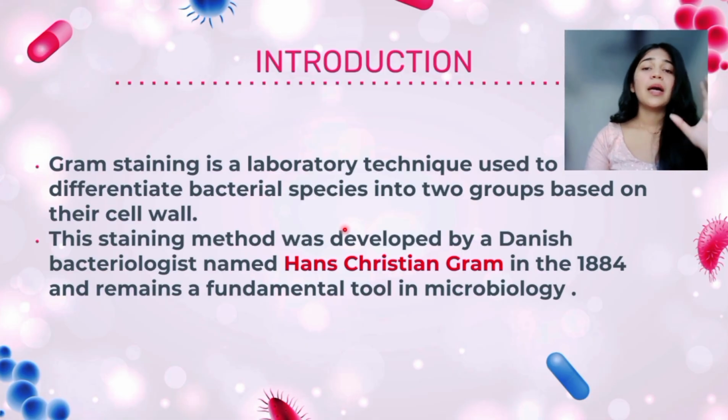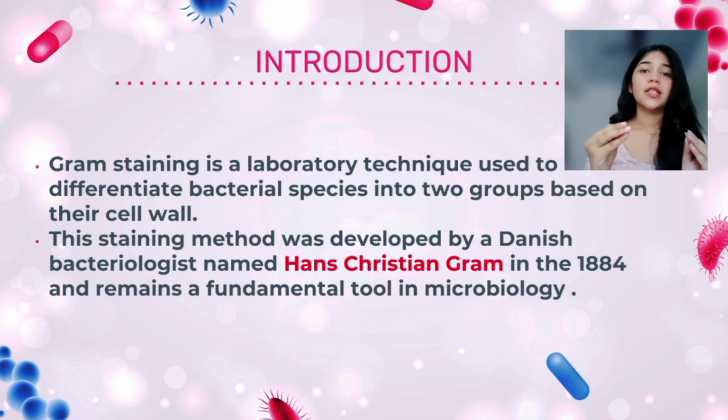Gram-positive bacteria contain a thick peptidoglycan layer, and gram-negative bacteria contain a very thin peptidoglycan layer. This is the fundamental thing which differentiates them based on their color. The staining was developed by a Danish bacteriologist named Hans Christian Gram in 1884. So this is the introduction.